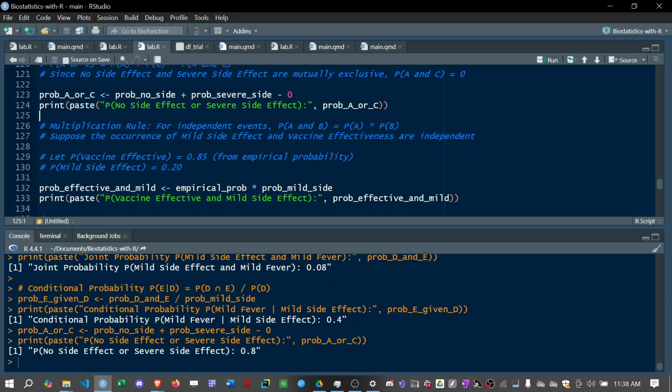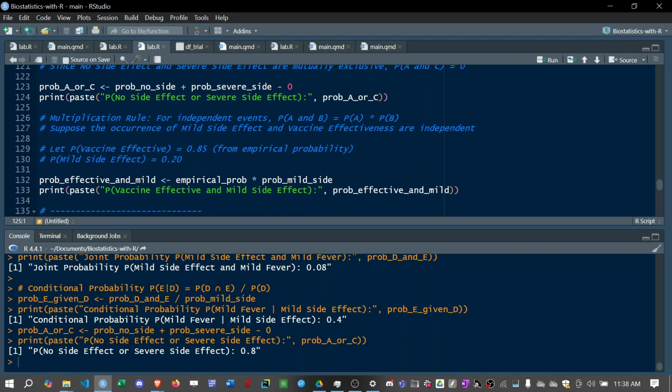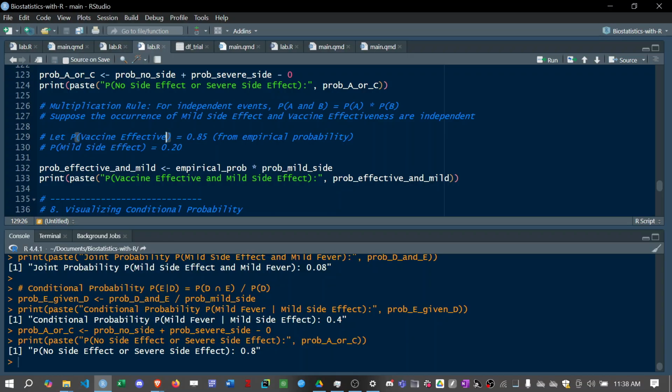Now for the multiplication rule, that is going to be multiplication. As you can see, I've already given you the formula earlier. So the probability of having mild side effects and the vaccine is effective. Now this is somehow tricky. Earlier on, we found the effectiveness of the vaccine to be 0.85 using our empirical probability. And now we know that the probability of mild side effect is 0.2.